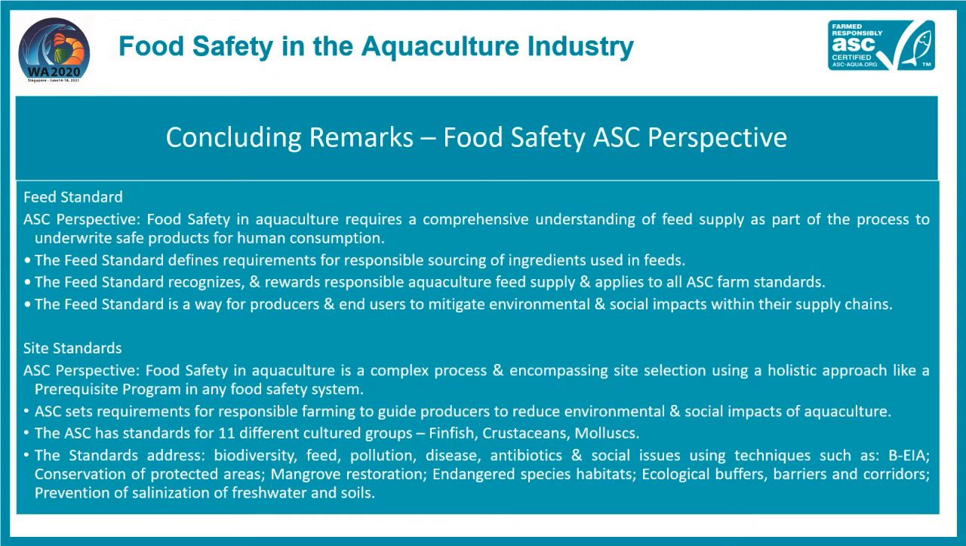Site standards. ASC standards set requirements for farming to guide seafood producers in minimizing key environmental and social impacts of aquaculture. The standard covers 11 farmed groups and is based on sound science applicable to different locations, types, and scale of operations. The standards cover biodiversity, feed, pollution, disease, antibiotics, and social issues.